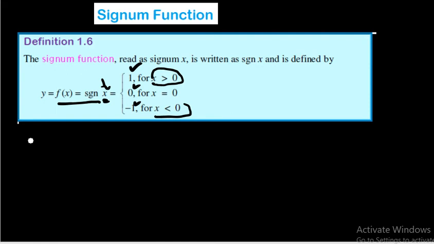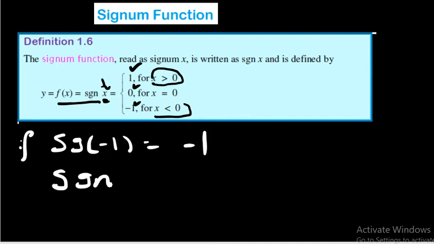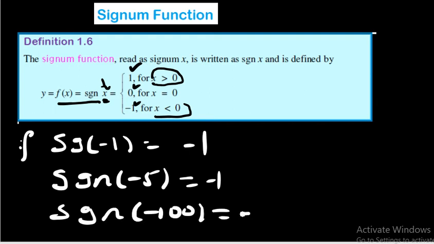So for example, if the function is signum x, signum of -1 is -1. Signum of -5, again -1. Signum of -100, again it's -1. Whatever number is taken here, if the number is negative, the outcome will be -1.